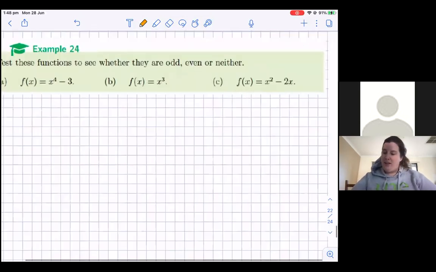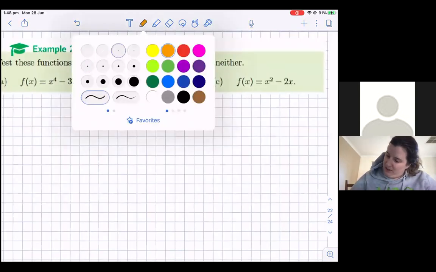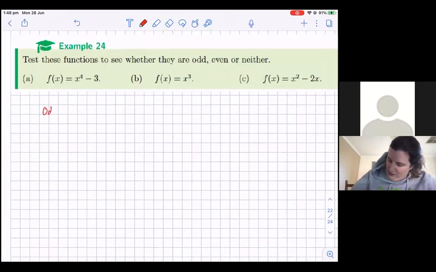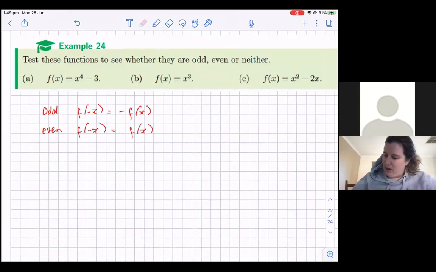Okay, odd, even, or neither. We're very close to the end. So remember, if it's odd, then if you chuck in negative x, it comes out the negative of if you just had x. If it's even, if you chuck in negative x, it all comes out in the wash and it's just the same, and either is something else happens.